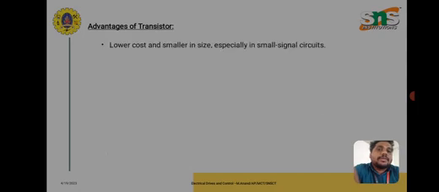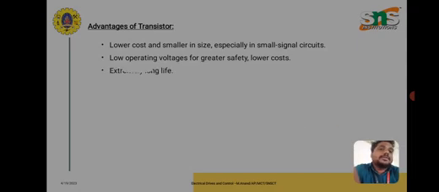The advantages of transistors are lower cost and smaller size, especially for small signal circuits in advanced electronic devices, low operating voltage for greater safety, and lower cost. Also extremely long life, no power consumption by a cathode heater, and no moving parts, so it will not create heat energy in those devices, and fast switching.